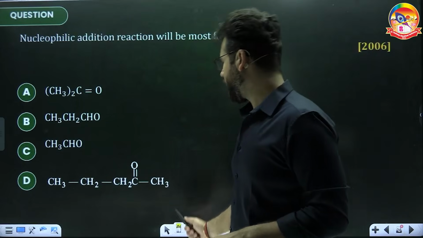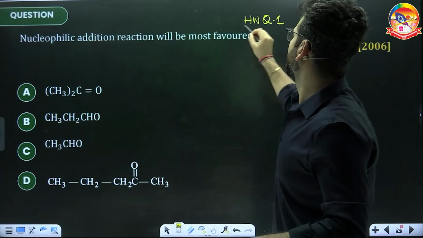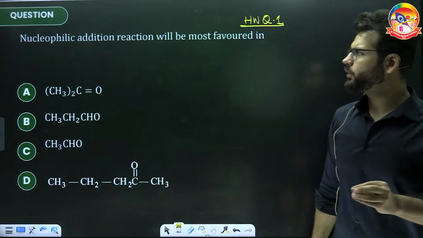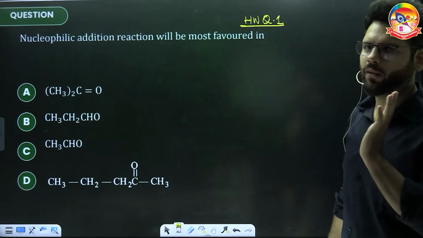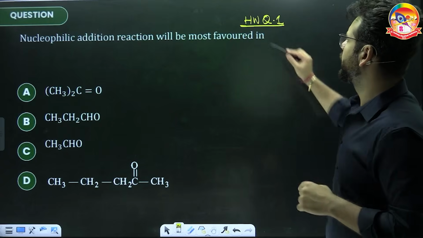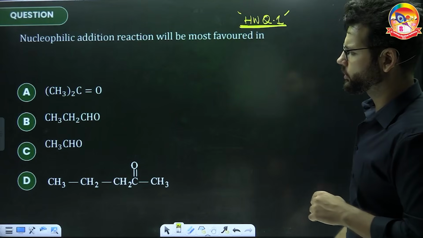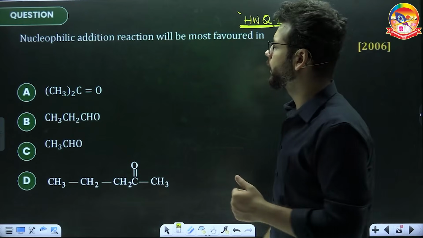Again, same question. I want you to answer it. This is homework question number 1 for you today. I have just told you how to do these type of questions. Where do you think nucleophilic addition reaction will take place fastest? Okay. Answer it. I am waiting for your answer in the chat box and also in the comment section in case you are watching this video not live.